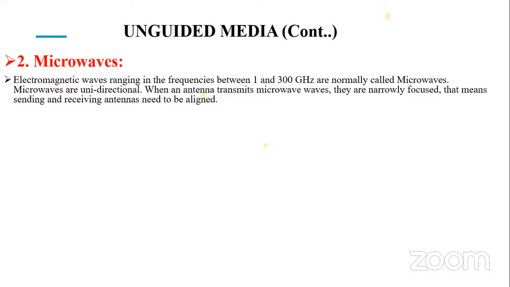This is one. And coming to the next unguided medium, microwaves. For these microwave electromagnetic waves, the range is 1 gigahertz to 300 gigahertz. What is the range of radio waves?